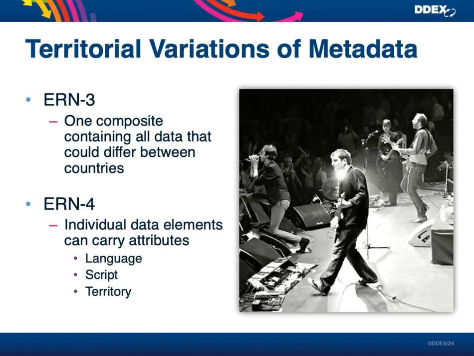ERN3 made this rather inelegantly with having a huge composite where all the data that can be territorially different is collapsed. Which means that if you have, for example, a band where the name differs between the UK and the US, you would need to communicate all the other information, the title and all of the other things, as well twice. And that's not good. In ERN4, it's much more efficient. You just say for each individual data element to which territory it applies, and you would simply provide 2 band names and be done with it.